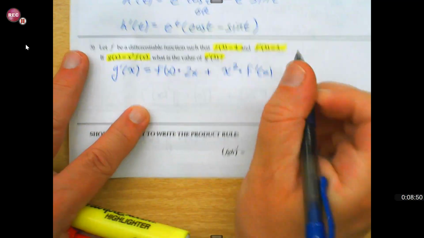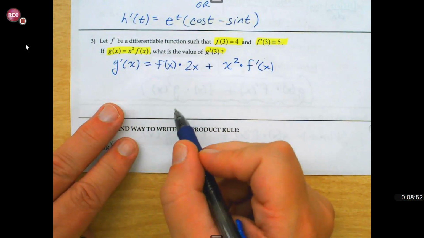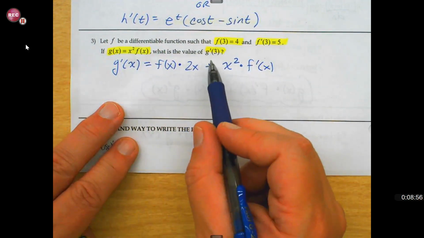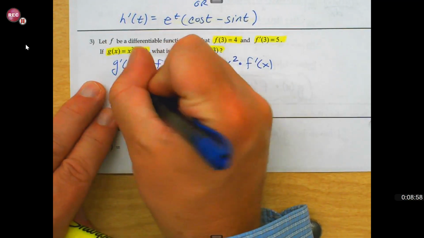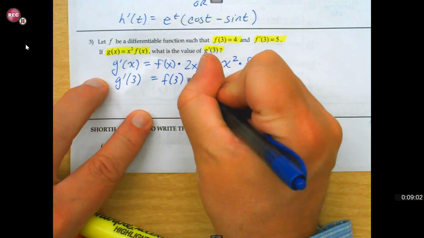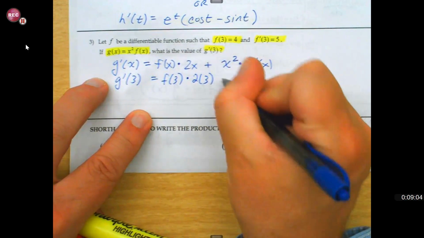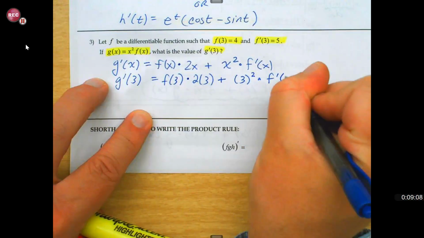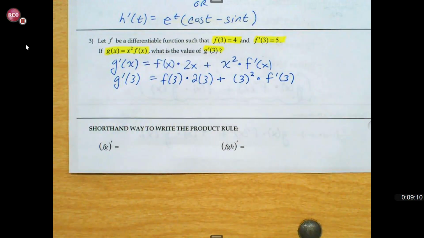So now that we correctly applied the product rule, we can then use this function to calculate g prime of 3. So g prime of 3 would just be f of 3 times 2 times 3 plus 3 squared times f prime of 3. So why don't you pause the video, see if you can just take that one to the end, and we'll go over it in a second.